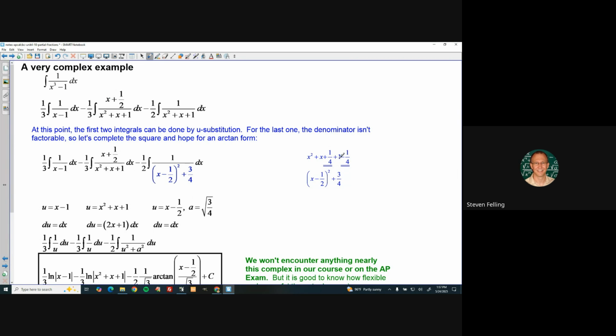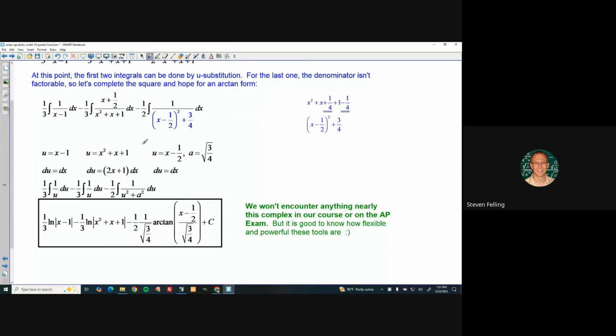So if you complete the square, you end up getting that this is x plus 1/2 squared plus 3/4. And we can do a substitution where this x plus a half is the u, so du is dx, and this is the square root of 3 over the square root of 4 as the a, and write that in that form. Finally, when we handle the integrals, this one is going to be 1/3 natural log of x minus 1. This one's going to be a negative 1/3 natural log of x squared plus x plus 1. And then this is going to be the constant negative half, and then times 1 over a times the arctangent of u over a plus C.